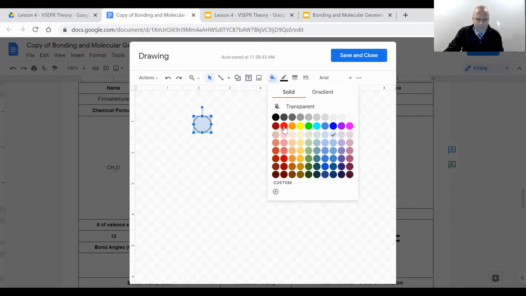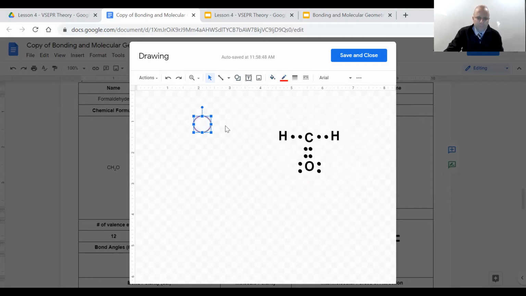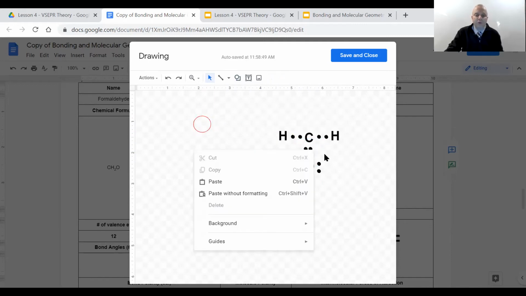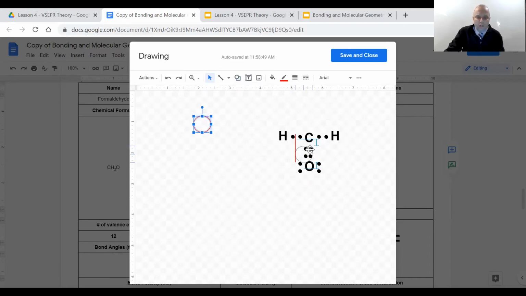So let's see here. We're going to get, oh, I did that again. I meant to do this. So we're going to have one electron domain. That's right here. So a double bond counts as one electron domain. So that's one.